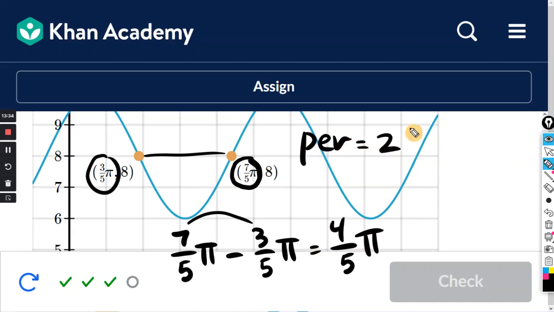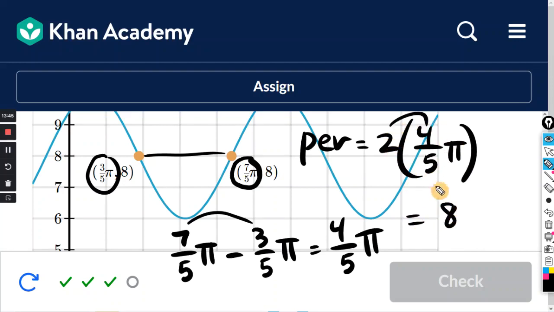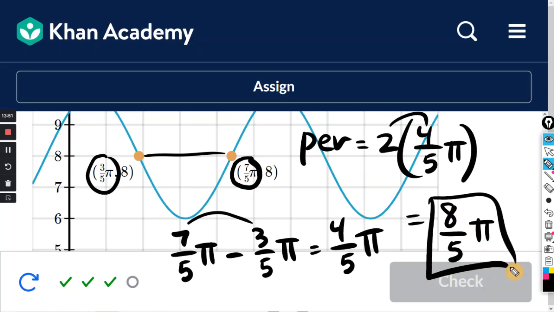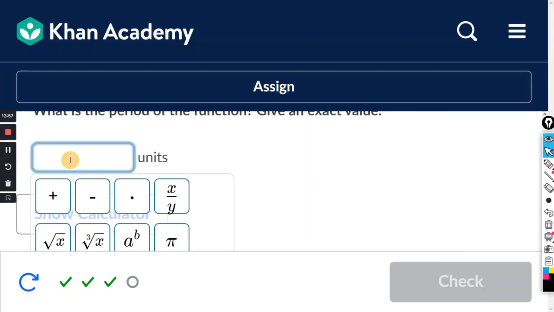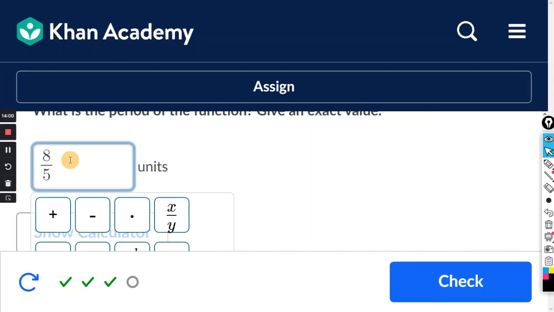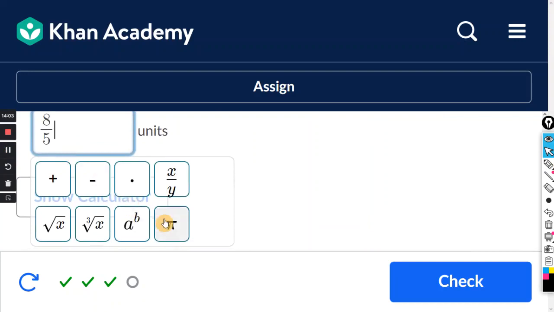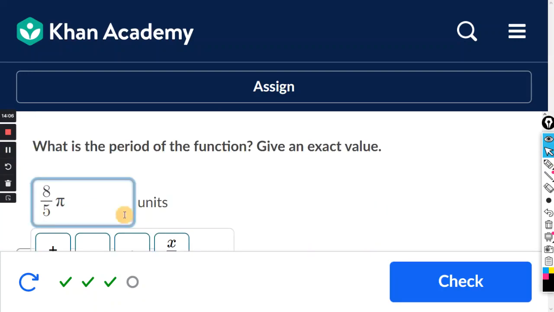So the period is going to be 2 times 4/5 pi. Okay, 2 is a numerator, so 2 times 4 is 8, divided by 5, and times pi. 8/5 pi. So in the box, I type 8/5, hit the right arrow key, and you can click pi, or you can type pi, 8/5 pi. By the way, pi out front like that is the same as if the pi were in the numerator next to the 8. So 8 pi over 5, that's the same thing.